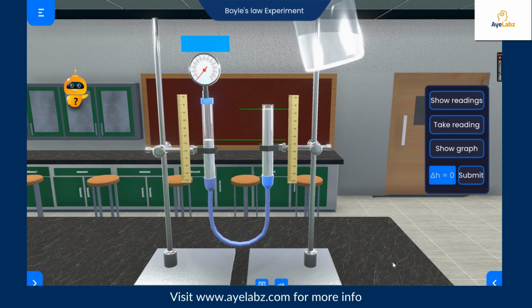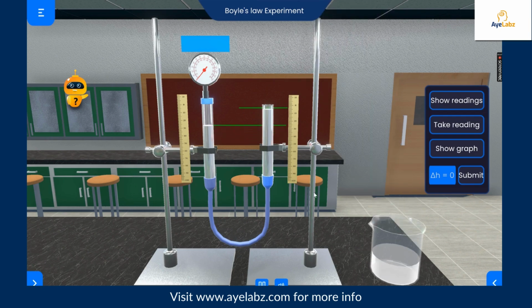Initially, mercury levels in both the arms are equal, indicating that the pressure on both sides of the tube is balanced. And this is our starting point. As the height difference changes, the pressure will also change.